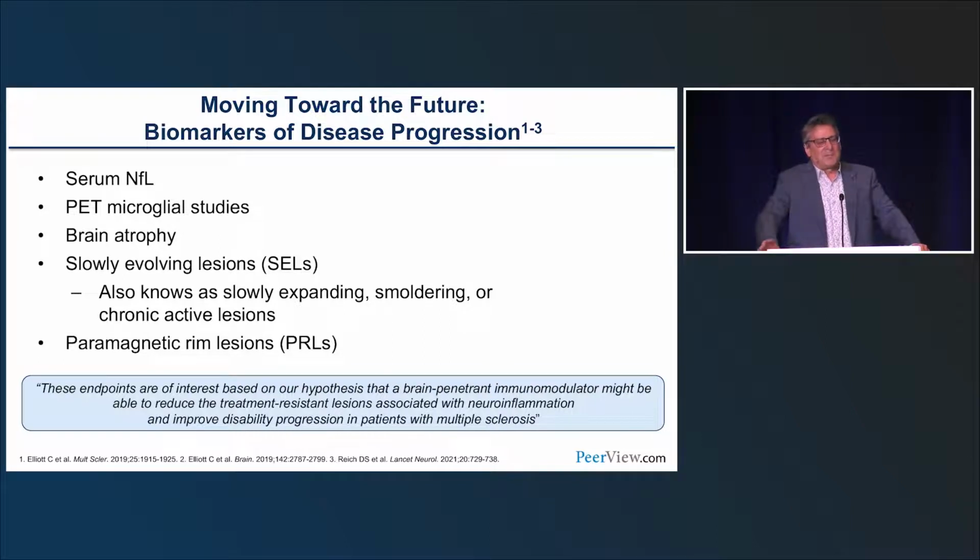And likewise, the paramagnetic rim lesions are a marker of increased macrophages at the edge of lesions that are probably somehow equivalent to the concept of slowly expanding lesions. So these are endpoints that have been explored in phase 2, and I'm going to show you some of the data that are hoped to be further validated in phase 3 when you have a larger sample size and more data on progression or lack thereof.